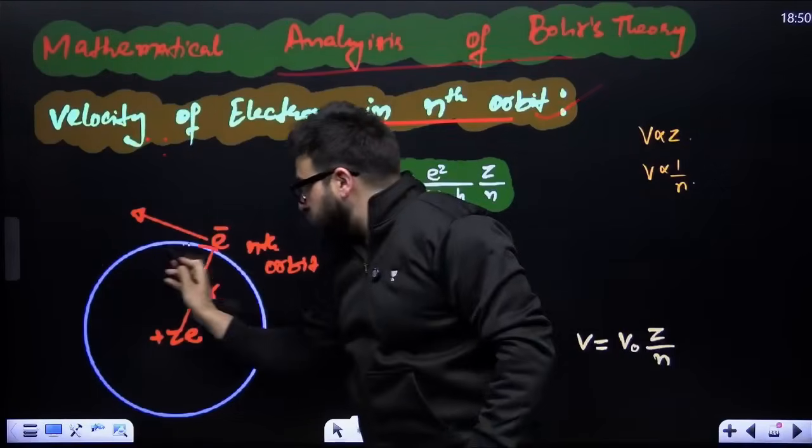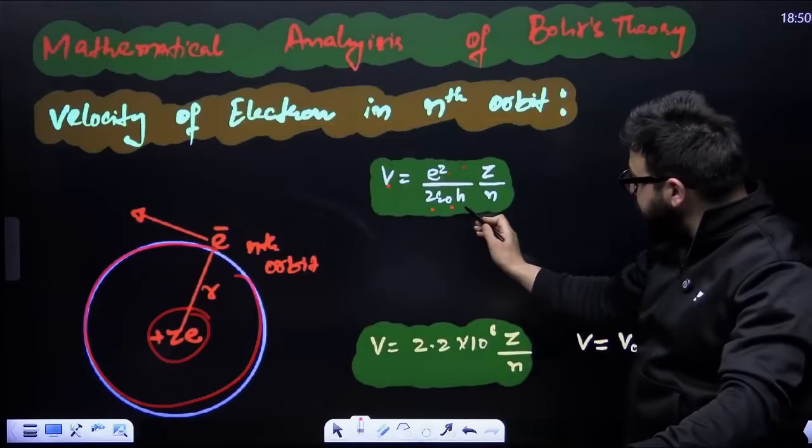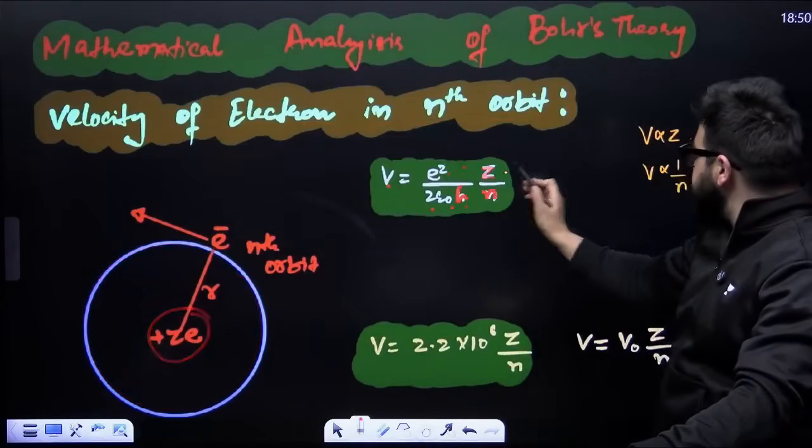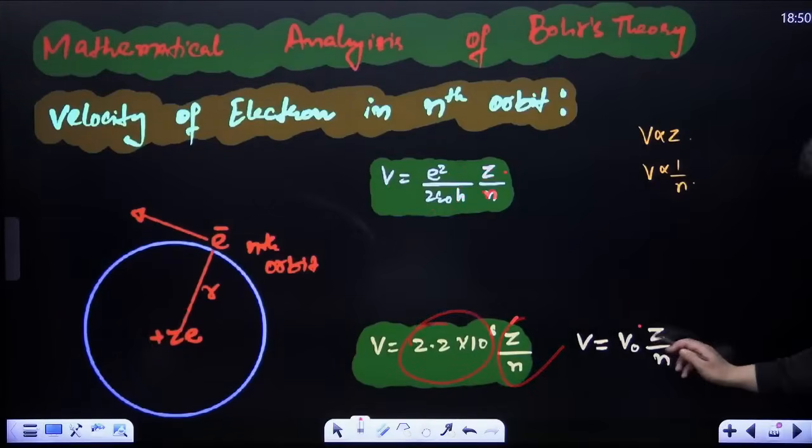If an electron is revolving in the nth orbit, and this is the nucleus having charge Z, its velocity will be e squared over 2 epsilon naught h, where h is Planck's constant, times Z by n. Z is the atomic number. My dear NEET aspirants, you can also write it like this: 2.2 into 10 raised to the power 6 times Z by n, or v naught Z by n.